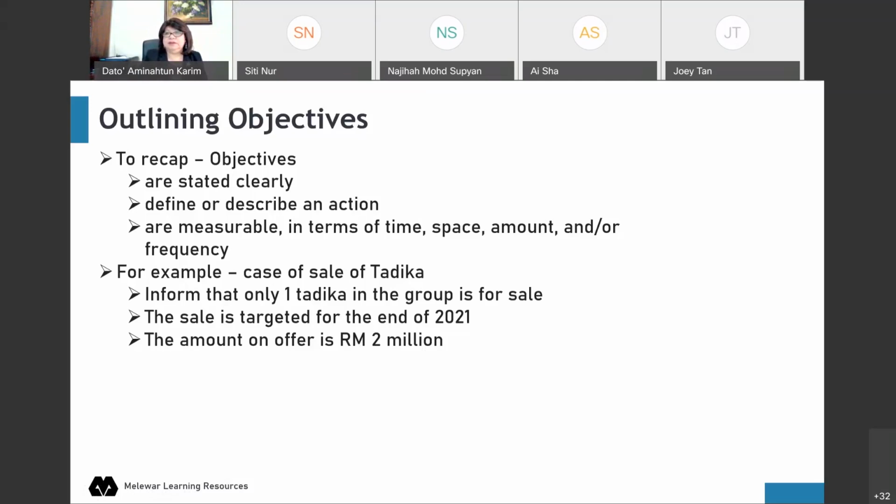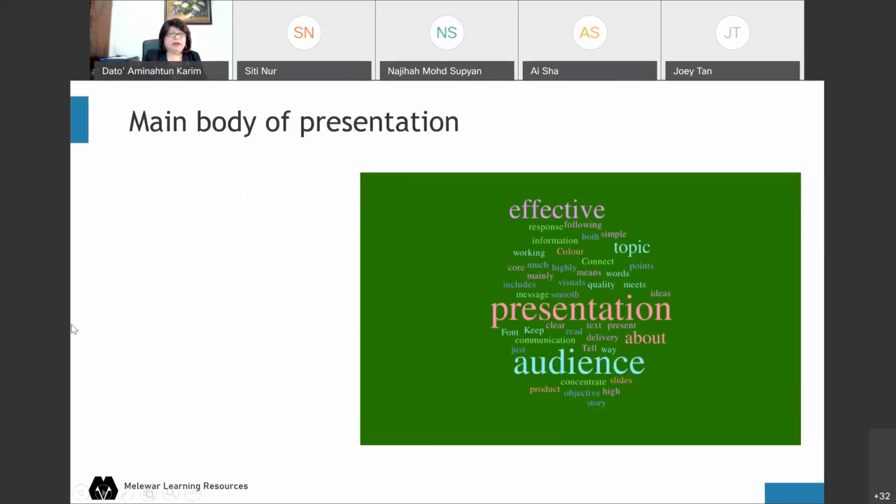Okay, good. Very good. Okay, now, next, we're going to talk about the main body of the presentation, right? So main body, remember? Go back and think about the structure I mentioned to you just now, right? Now we have to talk about the main body. After introduction, after establishing the objectives, then you talk about the main body, okay?